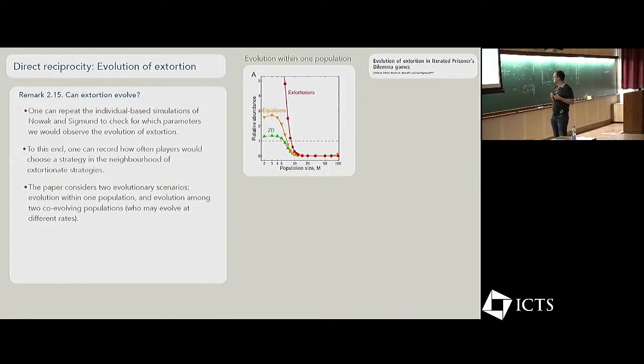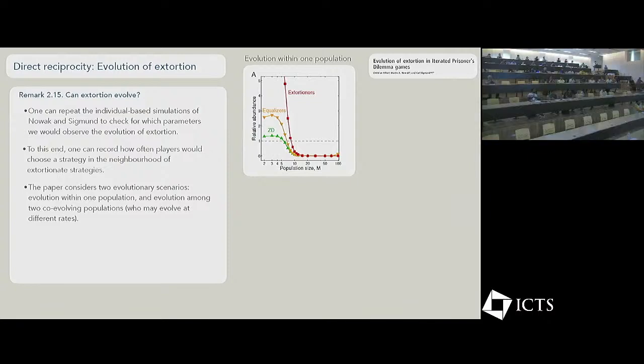And perhaps the interpretation is the following. If you write down the payoff matrix between two strategies, for example, you might have extortion versus win-stay lose-shift, extortion versus win-stay lose-shift.